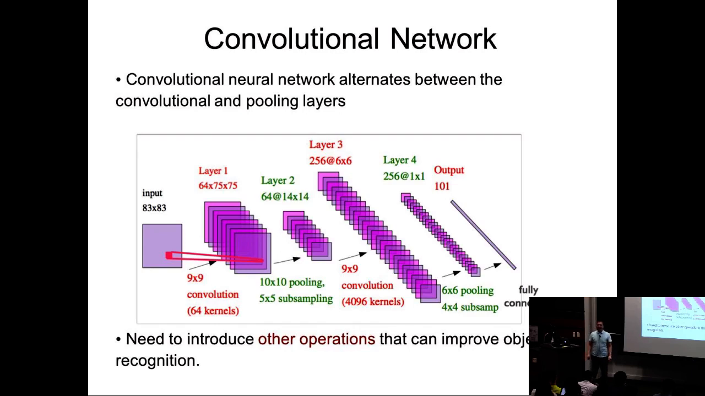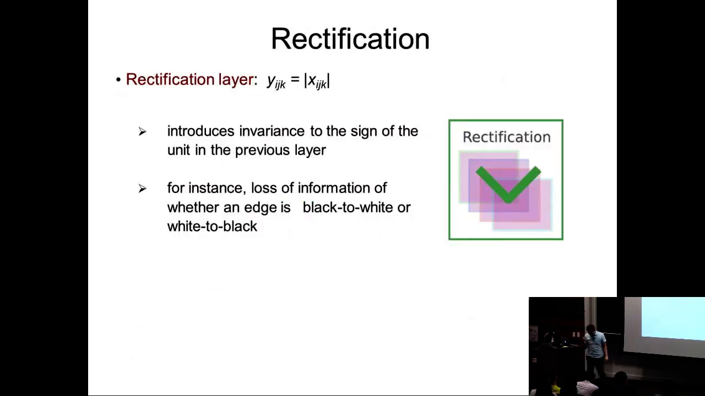Now, in many cases, people looked at these operations, and it turns out that you actually need to use other operations so as to improve object recognition. Okay, these basic operations are the basic building blocks, but you need something beyond that. And what that is changes on a year-to-year basis, right? What are the additional things you need to do?